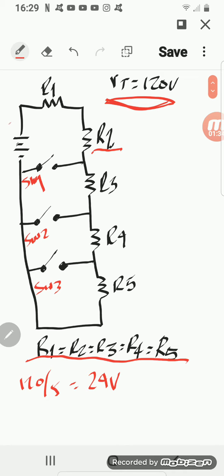What would happen if switch 1 closed? If switch 1 would close, then only the current that goes through R1 and R2 would be in this circuit, because when switch 1 is closed, it shorts out the rest of the circuit. It takes R3, 4, and 5 out of the circuit, because all the current will go through the path of least resistance, which is switch 1, meaning the current goes through R1 and 2. So this 120 volts divided by 2 resistors would mean that there would be 60 volts on R2.